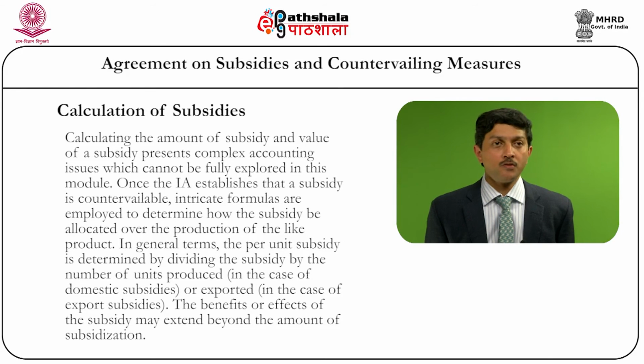Once the investigating authority establishes that a subsidy is countervailable, intricate formulas are employed to determine how the subsidy should be allocated over the production of the like product. In general terms, the per unit subsidy is determined by dividing the subsidy by the number of units produced in the case of domestic subsidies, or exported in the case of export subsidies.